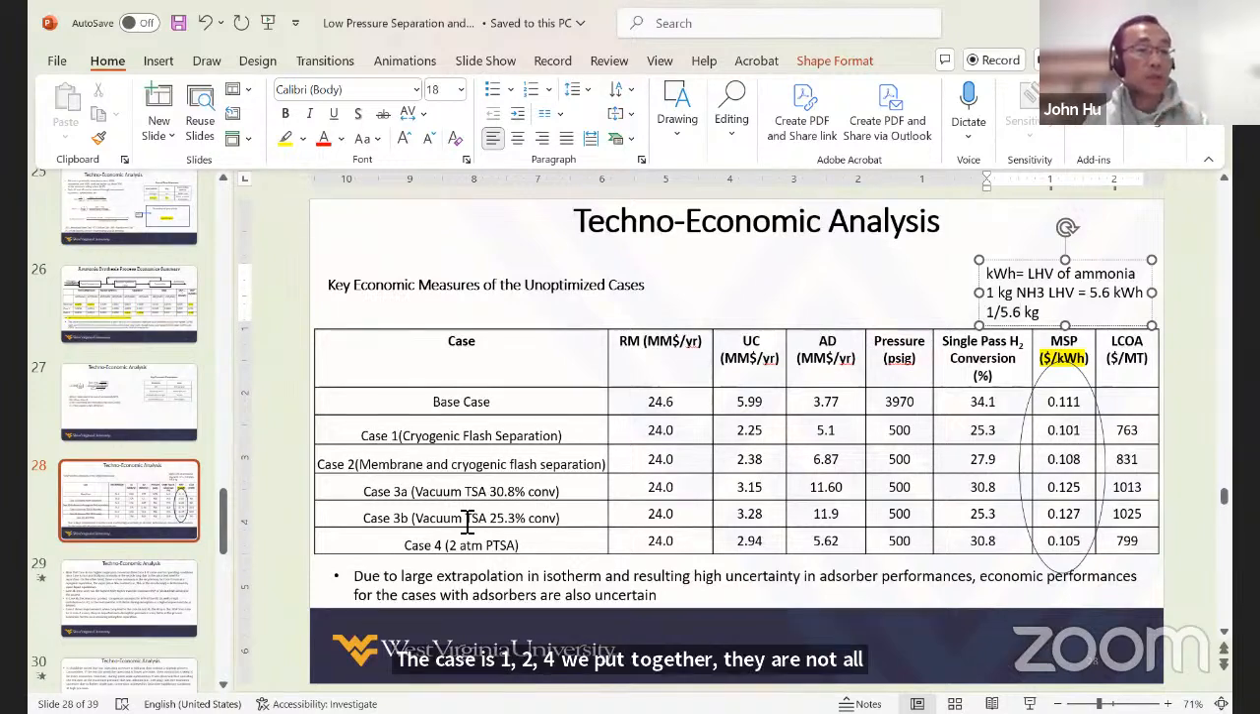It all depends on downstream separation. In some cases, like 3A and 3B, they don't make money at all because they are more expensive than the Haber-Bosch. So what does it mean? That means you just don't build the plant like this.